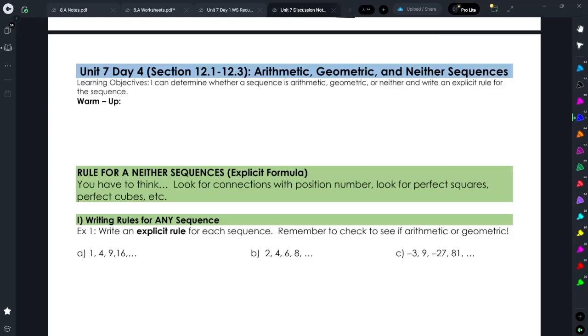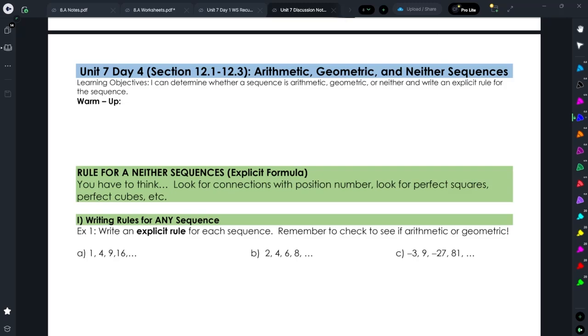All right, in our day 4 lesson, what we're going to be doing is combining what we did in days 1, 2, and 3 and writing explicit rules for each of these sequences. Now remember, recursive is when we write it as one term dependent on the previous. a sub n is equal to a sub n minus 1 plus 3, or a sub n is equal to 4 times a sub n minus 1. Those are recursive rules because you need the previous term to get the next one.